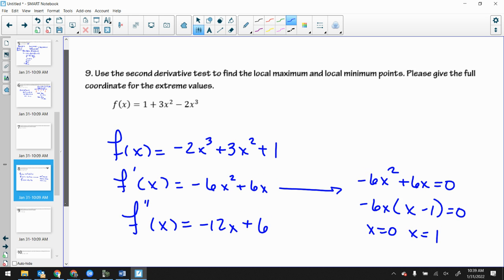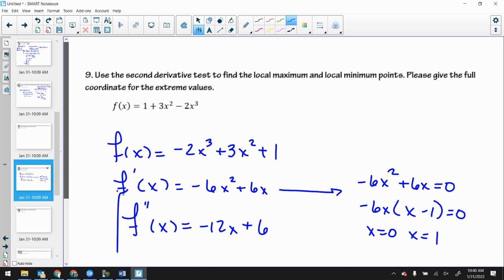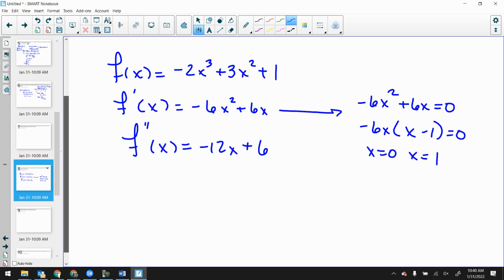Now, my second derivative test says this. I don't know why I did that. I have really weird sound effects. That was a new one.